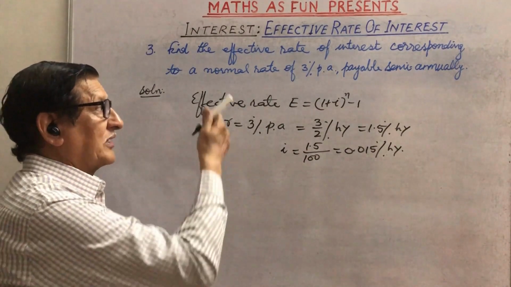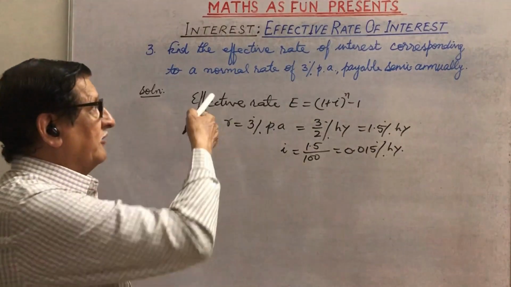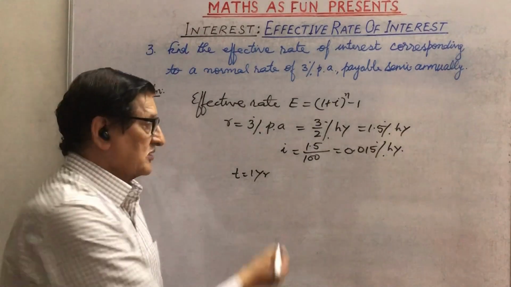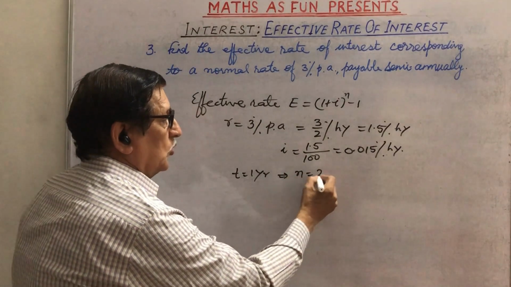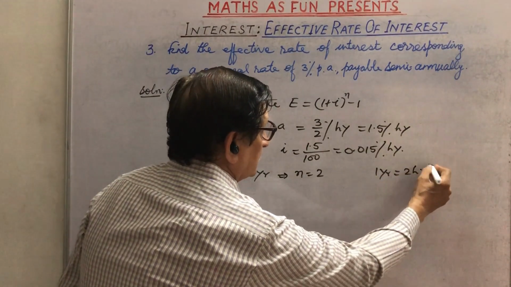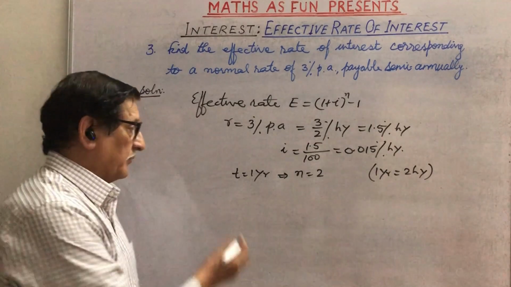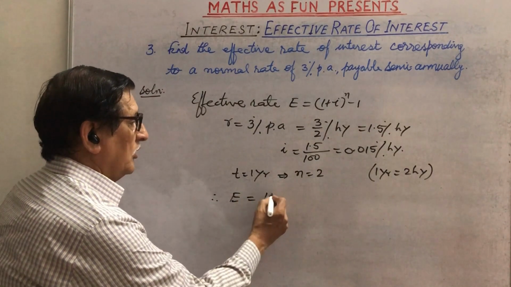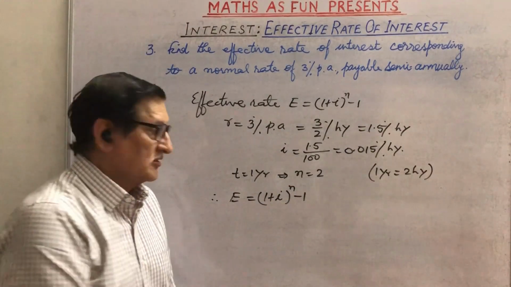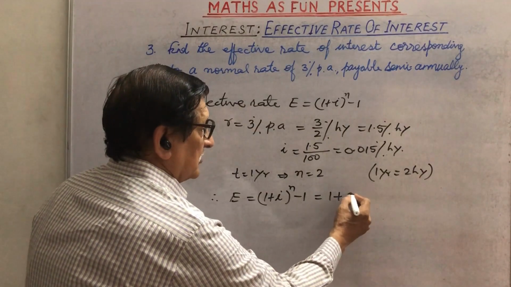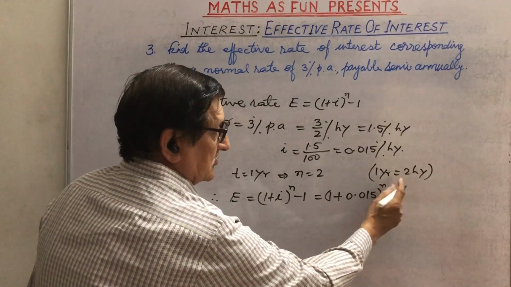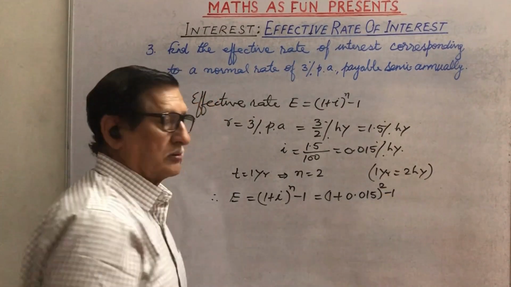And now what is n? We have to calculate it for 1 year. T is 1 year. It means n will be 2, because 1 year is equal to 2 half years. And now we can apply the formula. Therefore E is equal to (1 plus I) power n minus 1. Substituting the values, it is (1 plus 0.015) whole power n, that is 2 here, minus 1.